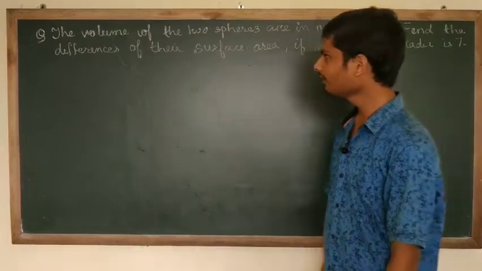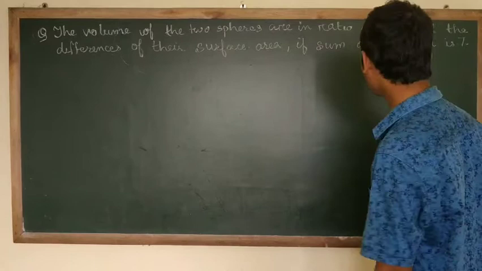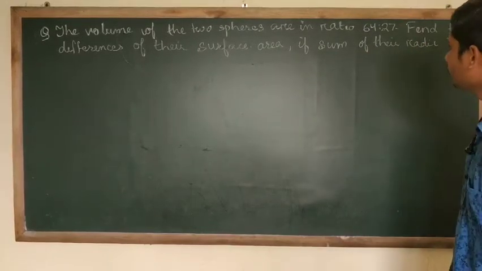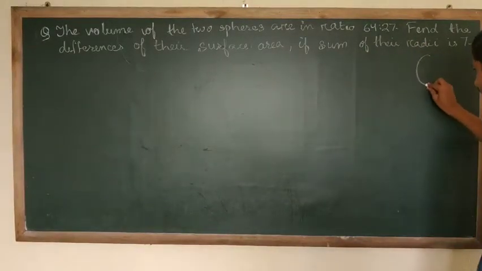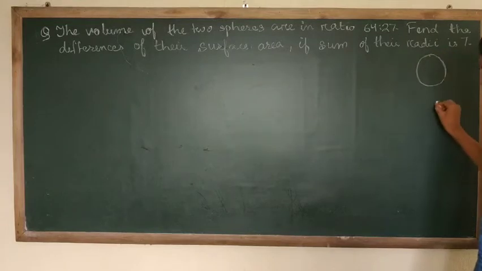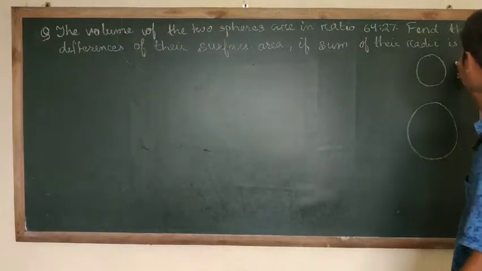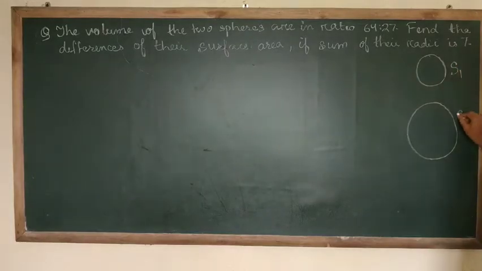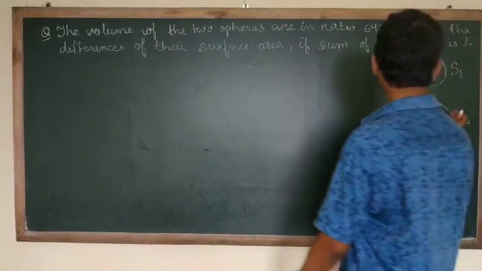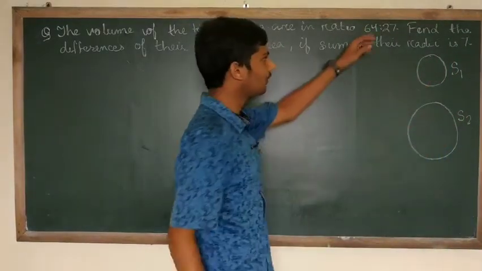So the next question is: the volumes of two spheres are in the ratio of 64 is to 27. There are two spheres. One is the bigger one and the other is the smaller one. Suppose this sphere is S1 and this sphere is S2. Let's name them. So the ratio is 64 by 27.